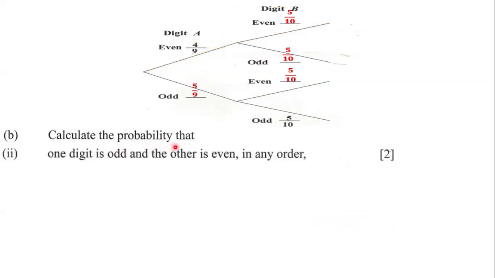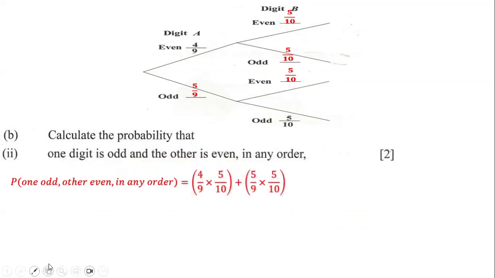Next, we want to calculate the probability that one digit is odd and the other is even in any order. So we have to do it like this. Let's say that we want the probability that digit A is even. That's 4 over 9, right? And then we want the probability that digit B is odd. So that's going to be 5 over 10.